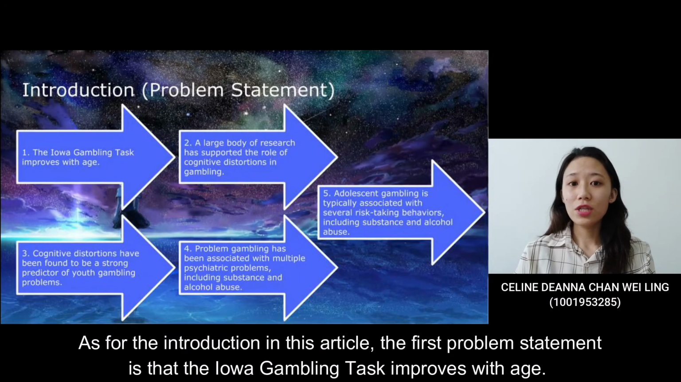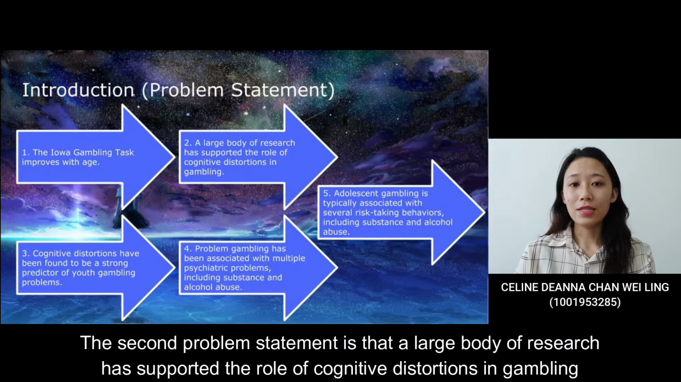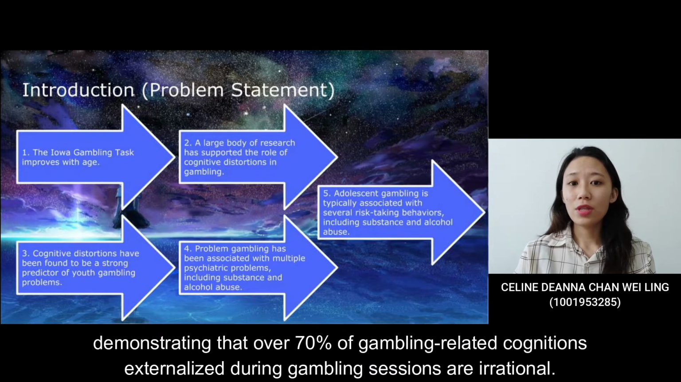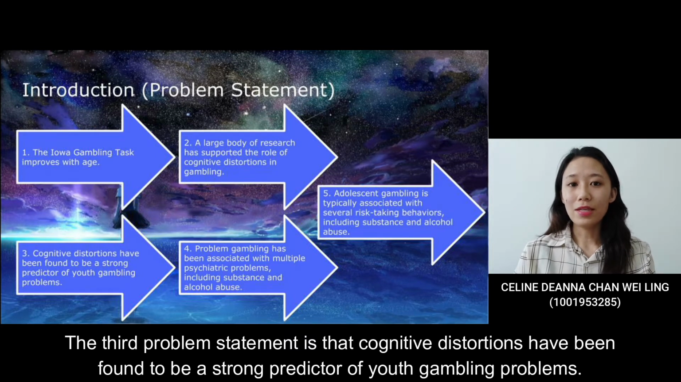As for the introduction in this article, the first problem statement is that the Iowa gambling task improves with age. The second problem statement is that a large body of research has supported the role of cognitive distortions in gambling, demonstrating that over 70% of gambling-related cognitions externalized during gambling sessions are irrational. The third problem statement is that cognitive distortions have been found to be a strong predictor of youth gambling problems.